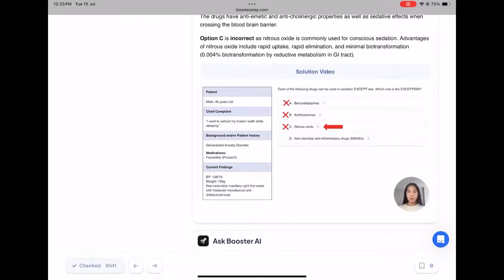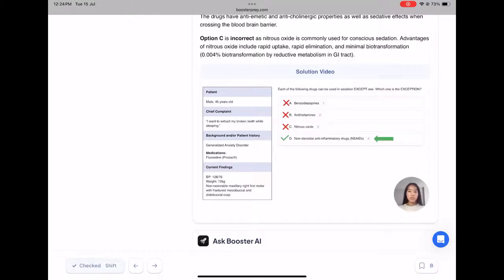Nitrous oxide is our third option, and this is incorrect as well, as it can be used for sedation, specifically for conscious sedation. The benefits include rapid onset and elimination with minimal biotransformation. It is also odorless and anxiolytic, and it acts as an analgesic. However, this does not mean that anesthetics do not have to be used on nitrous oxide patients. We know that this patient would like to be put to sleep or unconscious during the procedure, and nitrous oxide is likely not an option for that, as it is generally used for conscious sedation only.